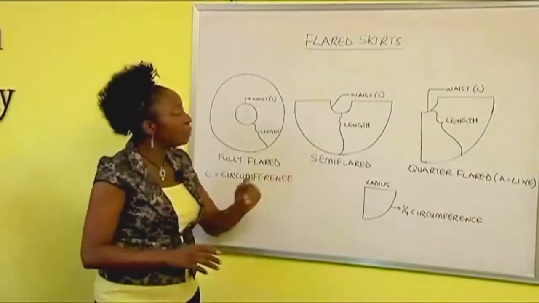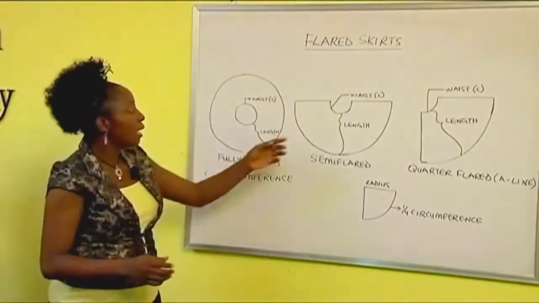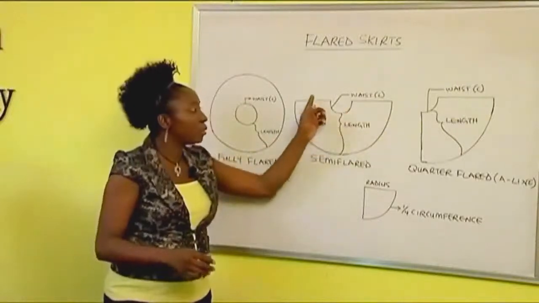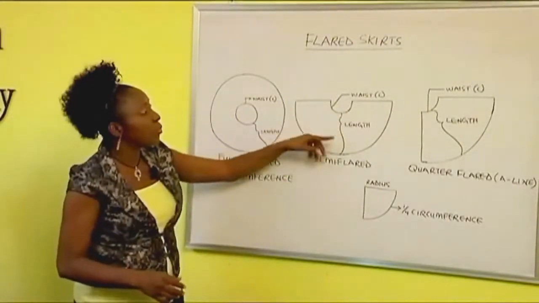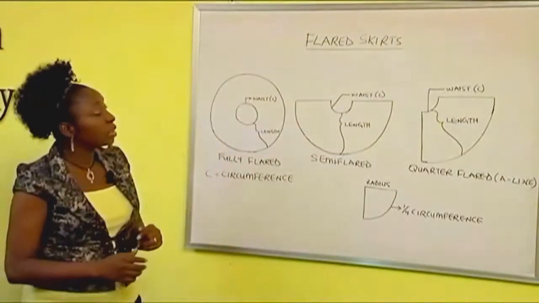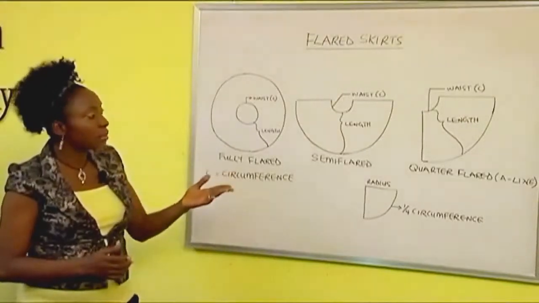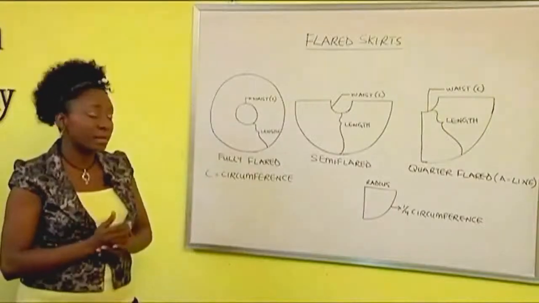Now if you look at the semi-flared skirt, you can see that it's a semicircle. Obviously it is. And we have the inner semicircle here representing the waist. And of course the distance between the two semicircles will give you the length. Now the third one we have there is a quarter circle. It's called the quarter flared skirt, also known as the A-line skirt.